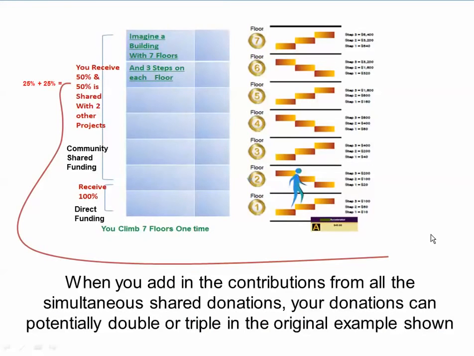When you add in the contributions from all the simultaneously shared donations, your donations can potentially double or triple the original example that we were showing back when you were looking at the numbers. And notice here again, when we did the first chart going up the stairway, we were only talking about the primary donation, this first 50%. Now we're talking about the second 50%, which are the 25% donations. When you add that into the formula that you were looking at earlier, it can literally double or triple the donations that you receive for your project.